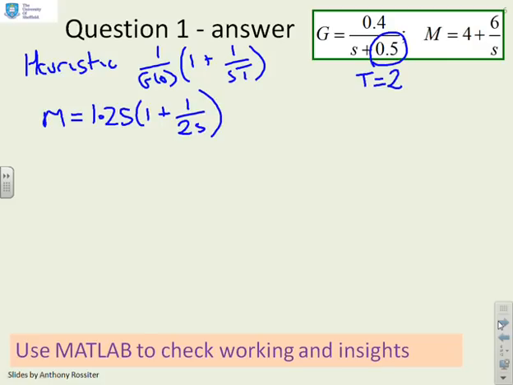And I can simplify this a little bit if I want to. Simplify this, then you'll see I get 1.25s plus 0.625 over s. So this is my heuristic compensator. So what happens if I put this into the system and find out what I get?